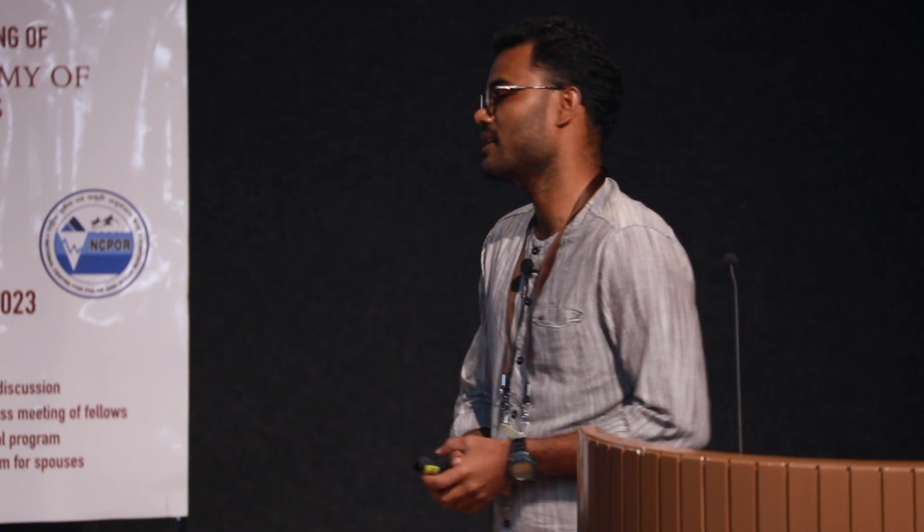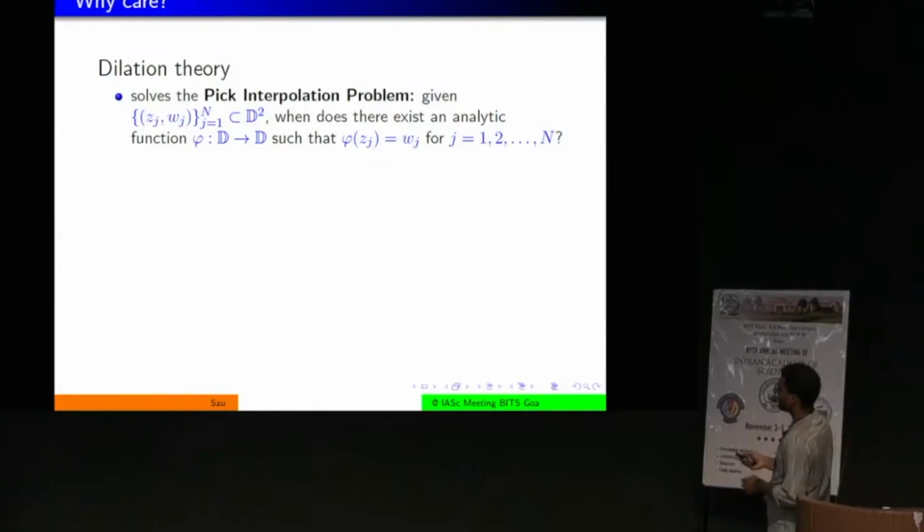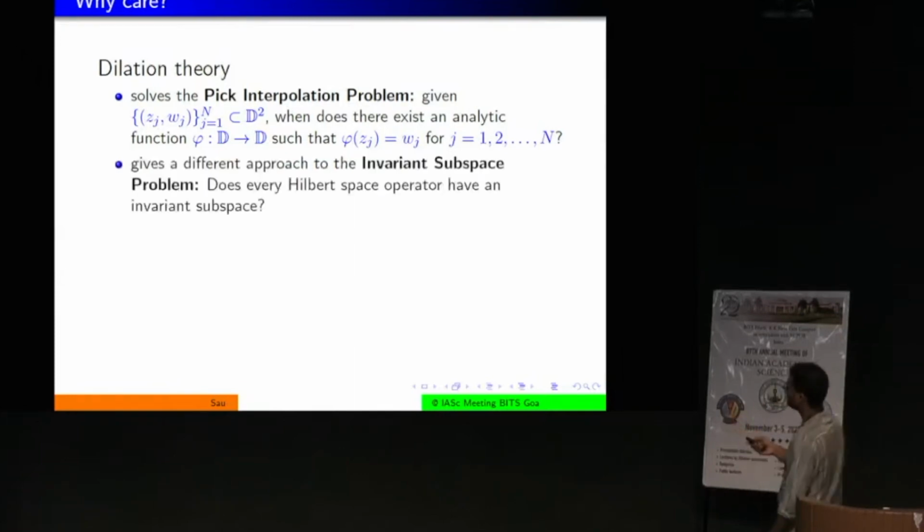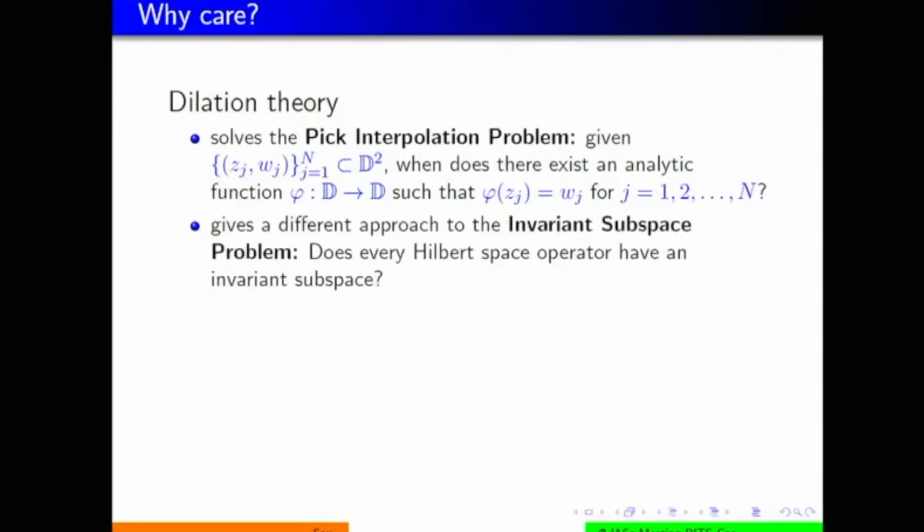For an analytic function, you can think of it as a polynomial but of infinite degree, with some sort of convergence going on there. So it gives you an easy, quick proof of that interpolation problem. It also gives a different approach to a still open problem, which is referred to as the invariant subspace problem. It doesn't help much, but nevertheless it gives you a different way of looking at the problem.